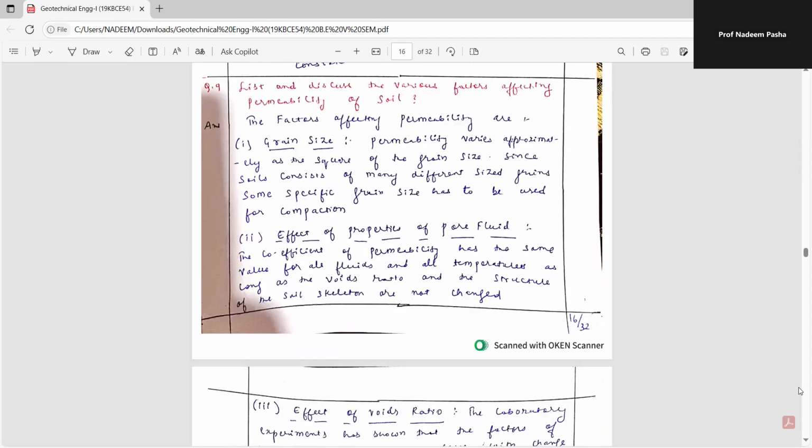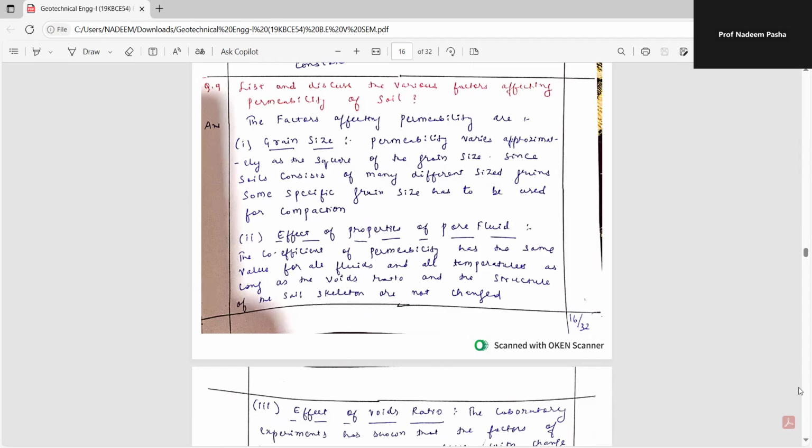List and discuss the various factors affecting permeability of soil. Number one, grain size. The permeability varies approximately as the square of the grain size. Since soil consists of many different size grains, some specific grain size has to be used for compaction. Permeability means passage or seepage of water through the soil.